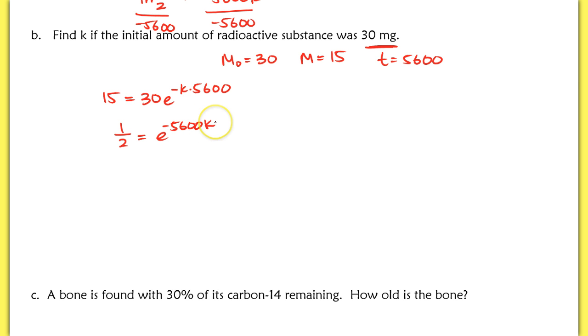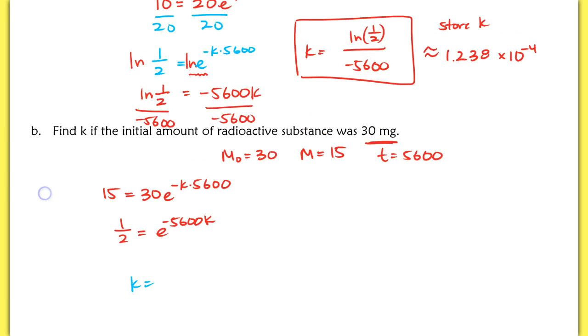So we have 1/2 equals e to the negative 5,600k. Again, I would take the natural log on both sides and I would solve. Well, we already know what that equals, right? It's the same as this.